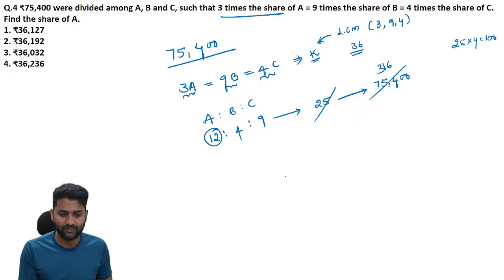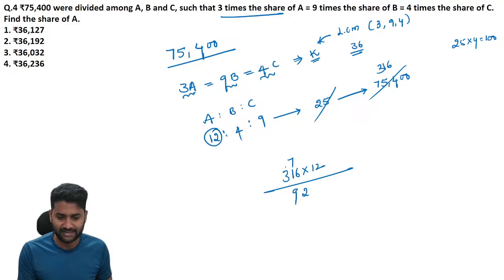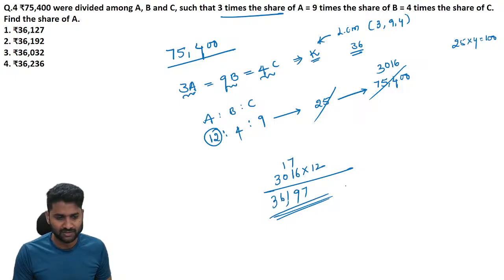Now the question: what is the share of A? So 3016 is multiplied with 12. 12 into 6, 72. 12 into 1, 12. 12 plus 7 is 19. 12 into 3, 36. Now the value of A's distribution is 3016. Give me a second. So 12 into 6, 72. 12 into 19, 36,190 is the correct answer.